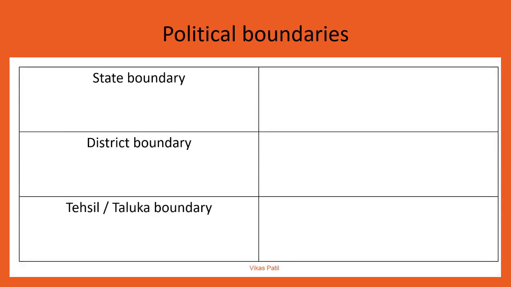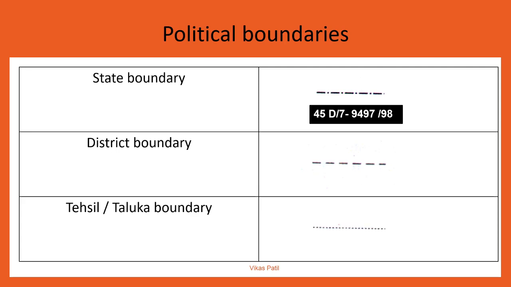On our topo sheet, we would find state boundary shown with black dash dot line. Now if you go to D7 and check grid 94, 97 or 98, you would find the state boundary between Gujarat and Rajasthan. Then we have district boundaries shown with the help of black dashed line, and taluka boundaries with black dotted lines.